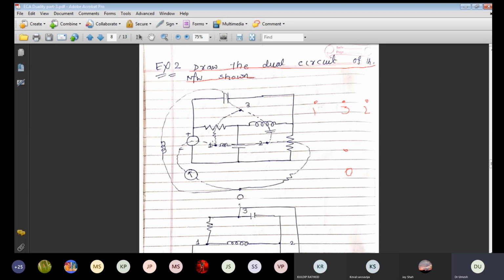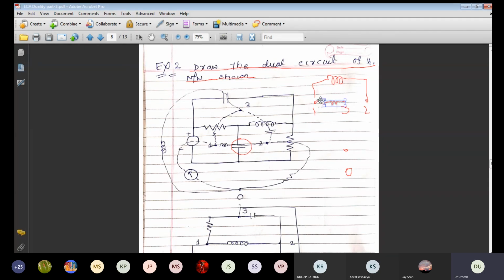So between 1 and 2 we have the capacitor. Instead of capacitor, what do I have to connect? Inductor. So I am connecting inductor here between 1 and 2, right? So instead of this capacitor, I connect inductor. Now between 1 and 3, what is this? Resistance. So I have to connect resistance in between 1 and 3.